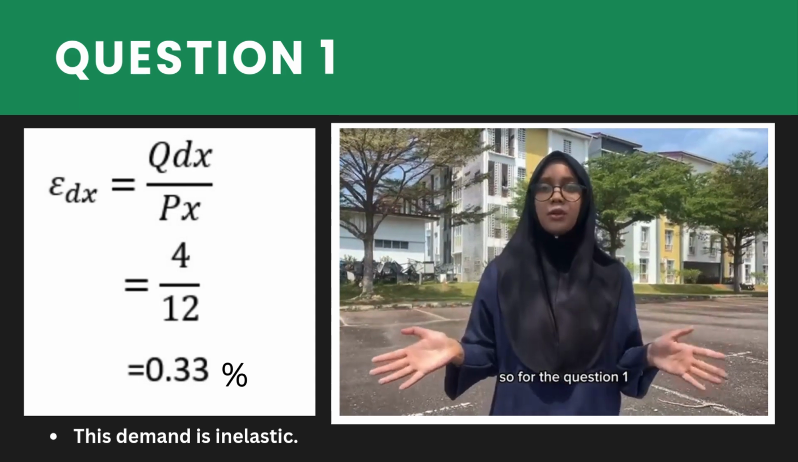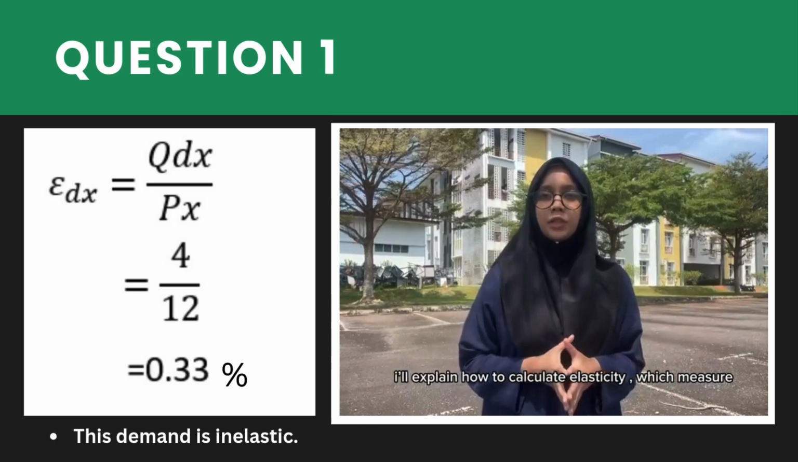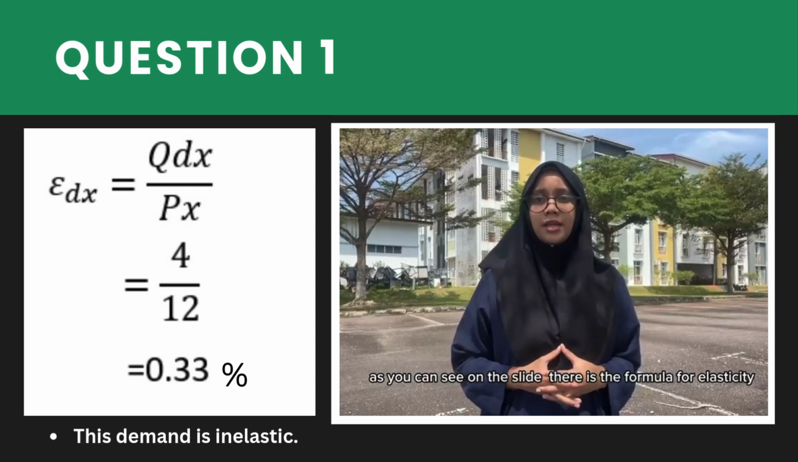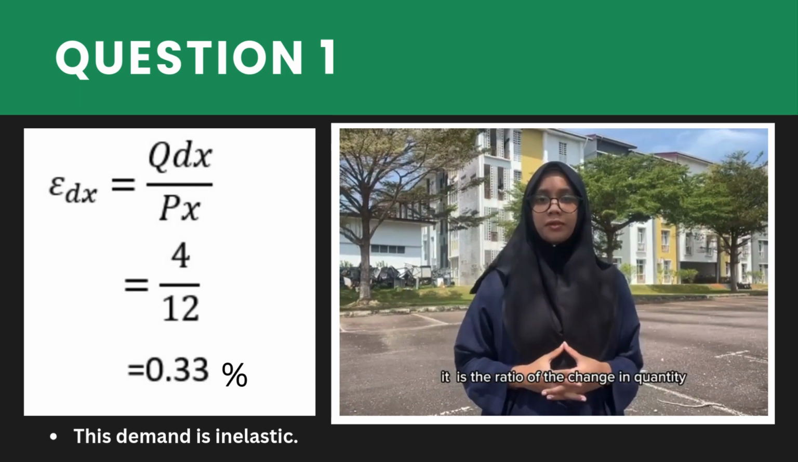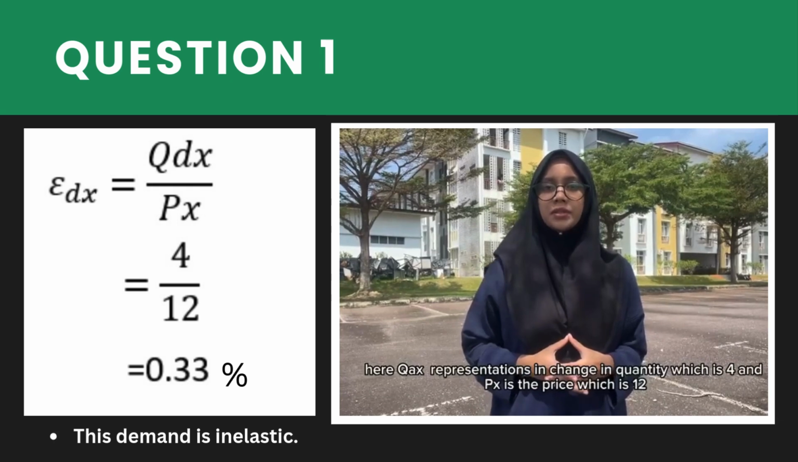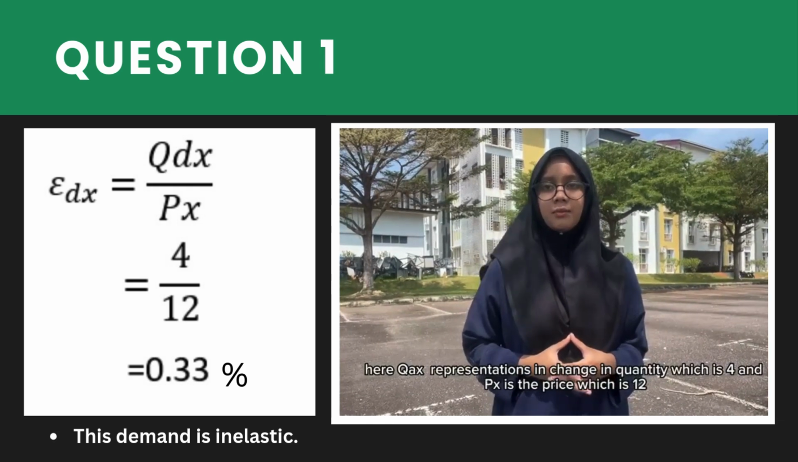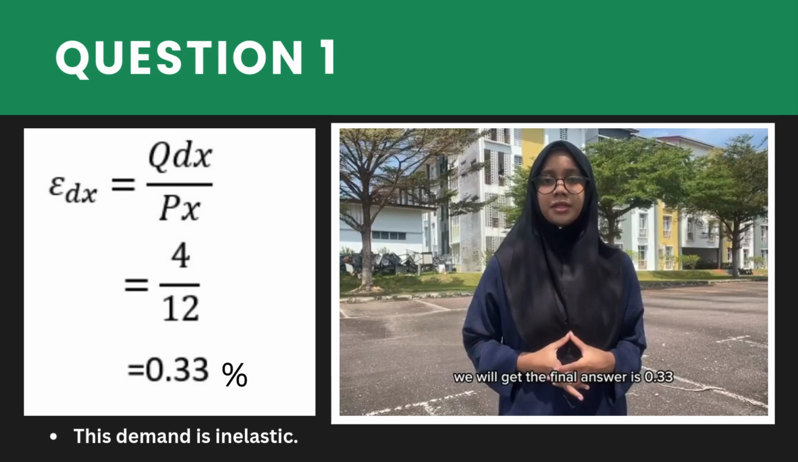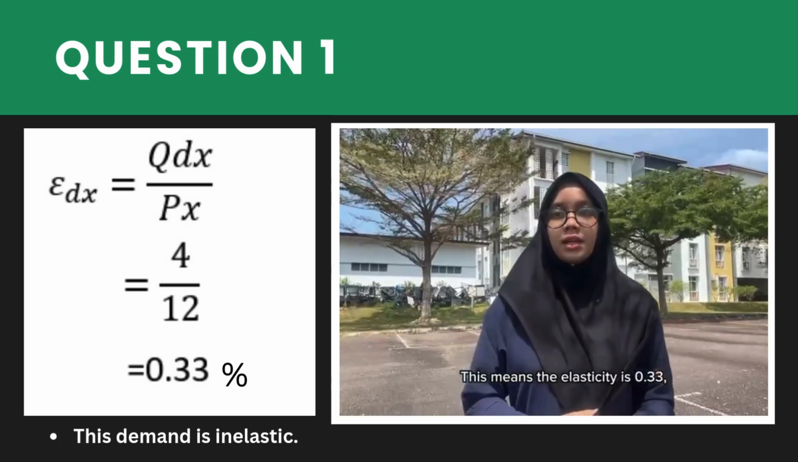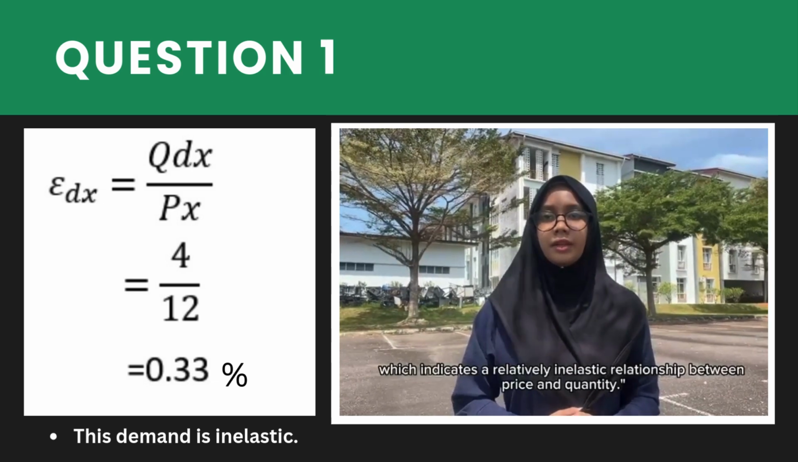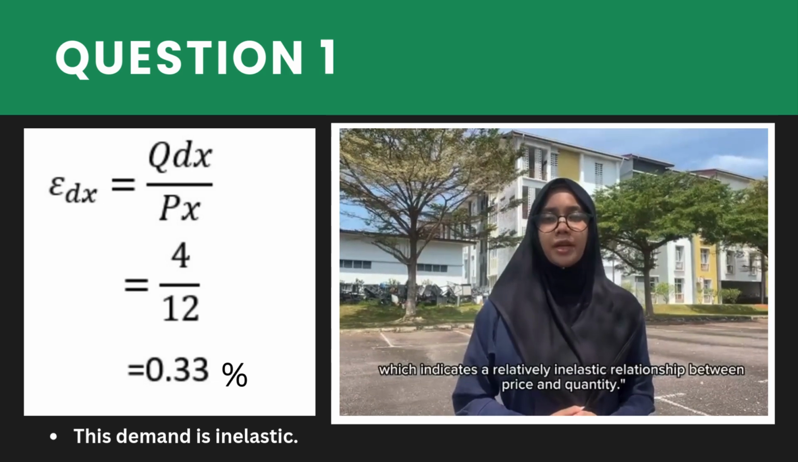So for question 1, today I explain how to calculate elasticity, which measures how much one factor affects another. As you can see on this slide, there is the formula for elasticity. It's the ratio of the change in quantity to a change in price. Here, the change in quantity is 4, and the change in price is 12. When we divide 4 by 12, we get the final answer of 0.33. This means the elasticity is 0.33, which indicates a relatively inelastic relation between price and quantity.